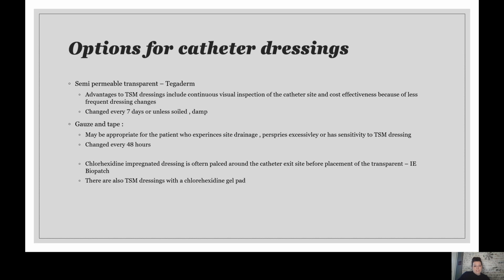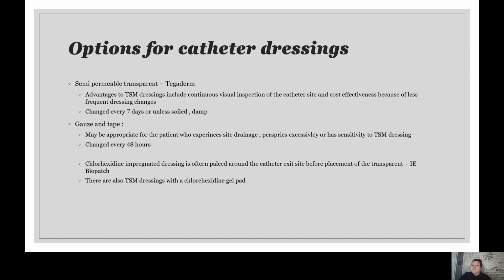So, options for dressings. And it says options, but this is pretty much the standard of care. We are going to use a semi-permeable transparent dressing, which is a tegaderm. That is the clear dressing that you see in your little IV start kit. These dressings are good because they include continuous visual inspection of the catheter site, and they're very cost effective. And they are changed every 7 days unless they are soiled or damp. So we're not, for a central line, changing that dressing every day and repeatedly exposing that site.